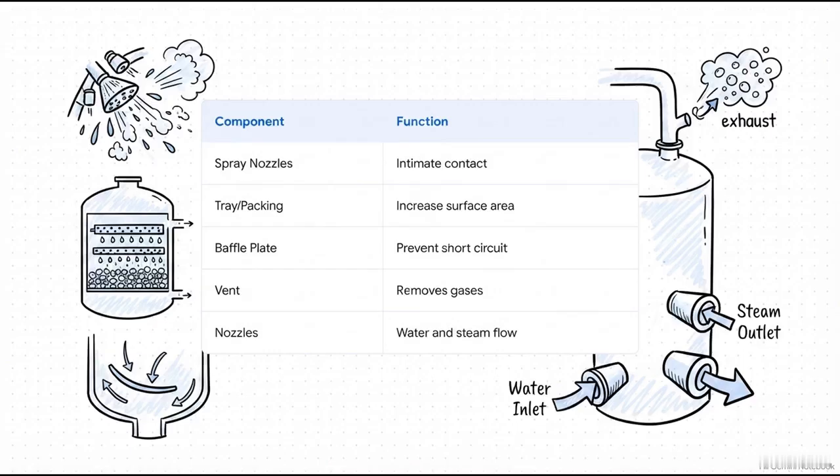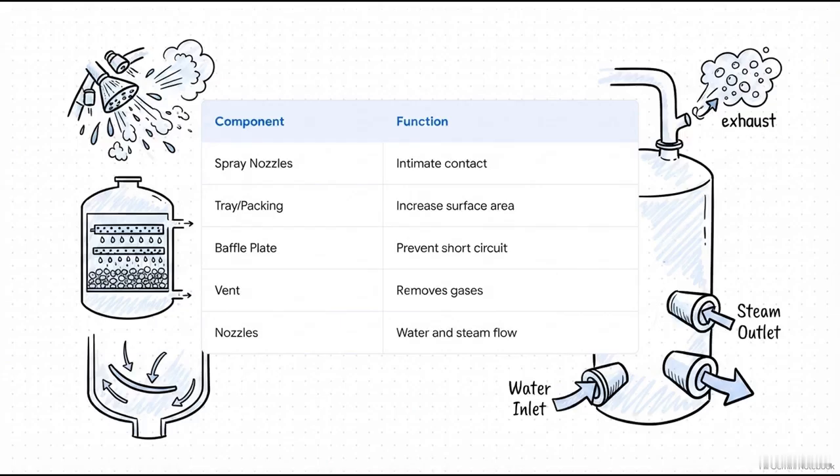Next, you've got trays or packing material inside the tank. This is just brilliant engineering. It forces the water to cascade down and break apart into tiny droplets. That dramatically increases the surface area, meaning the steam can reach every single drop and scrub those gases out way more efficiently. Down at the bottom, we have the baffle plate.